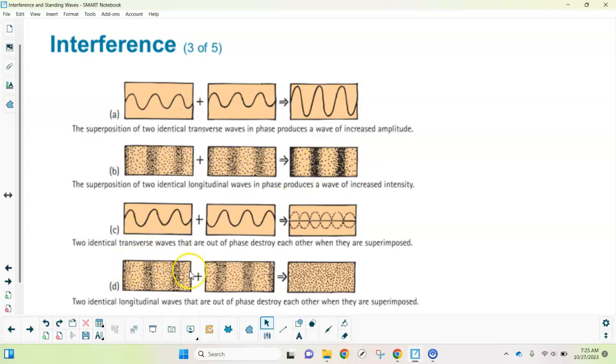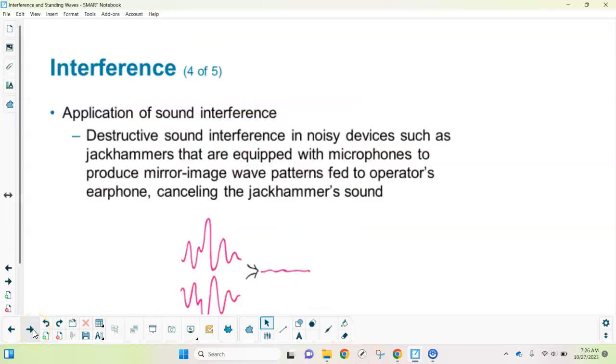And then C and D here are the destructive kinds. So again, they're canceling each other out, where you have a crest lined up with a trough, or a compression lined up with a rarefaction. So that when they line up, you get basically nothing. So that's the idea of interference.